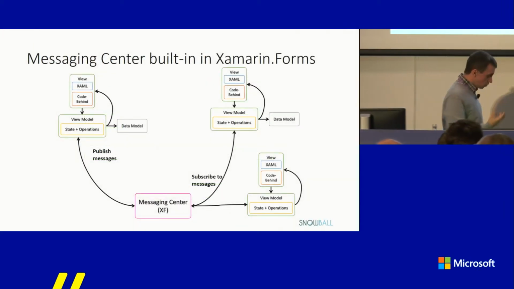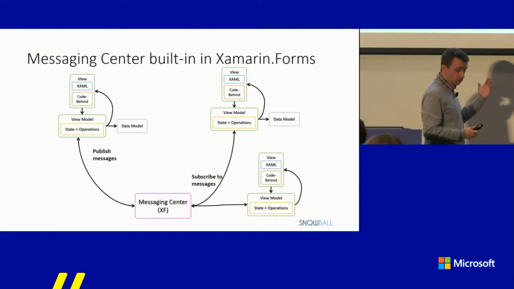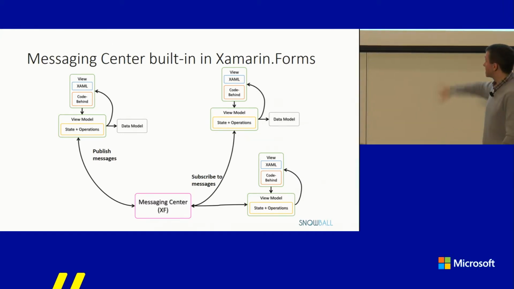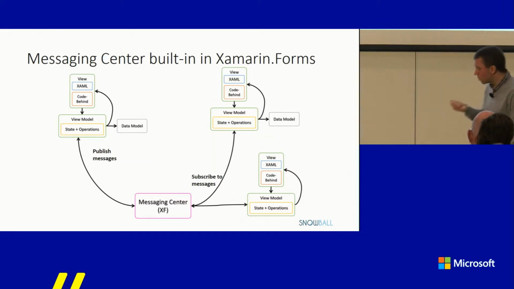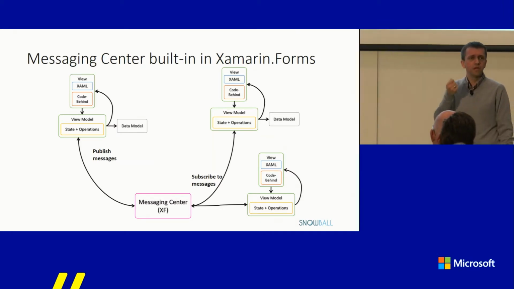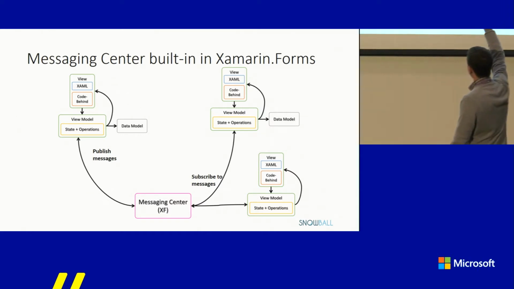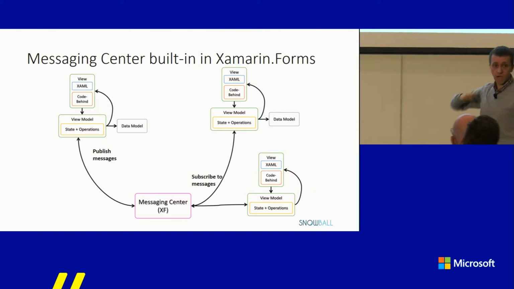Well, I'm going to use, again, a Xamarin.Forms specific implementation of something that Xamarin.Forms comes with by default, and that's the messaging center. The messaging center is nothing more than a simple implementation of a pub/sub model. View model A, or view model on the left here, needs to say something to the view models on the right here. How are we going to do that?